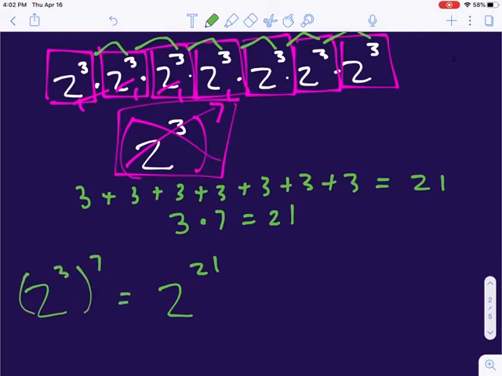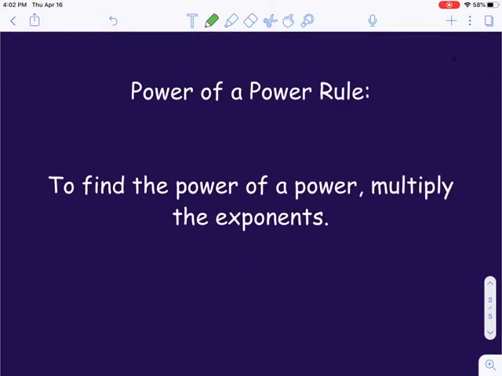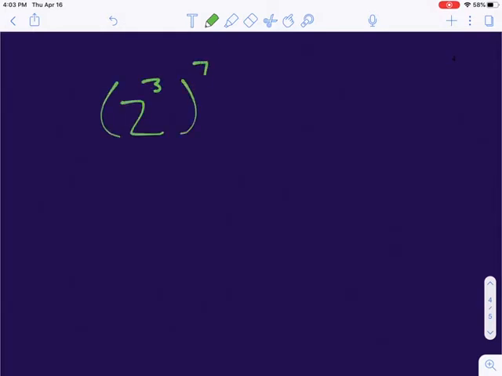Now, we figured that out the long way, and the power of a power rule helps us figure this out a much faster way. Hopefully you're going to have some intuition about this from watching me do this. What the power of a power rule says is, to find the power of a power, multiply the exponents. So if we look at this situation where I had 2 to the third to the seventh power, instead of going through all that nonsense, I'm taking this outside exponent and multiplying it by that inside exponent. Now I'm not adding it, I'm multiplying it.